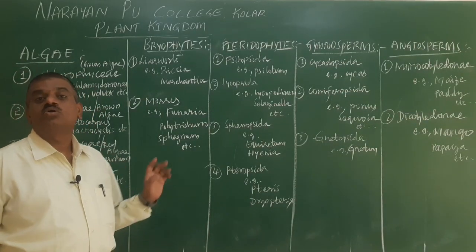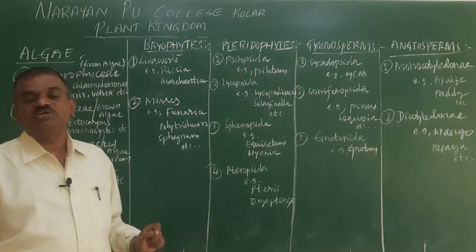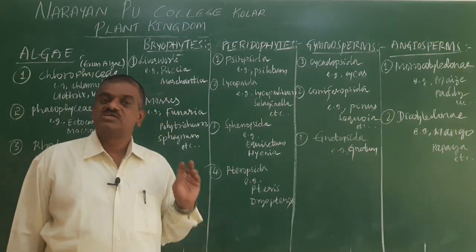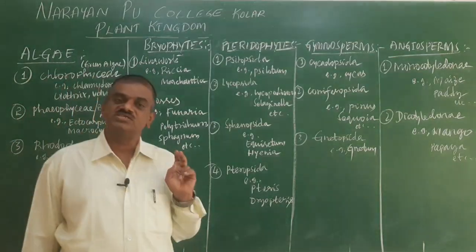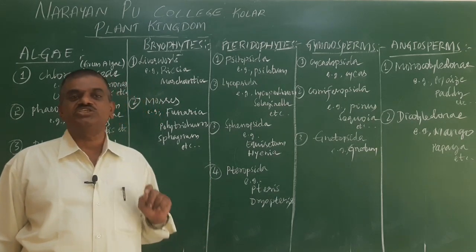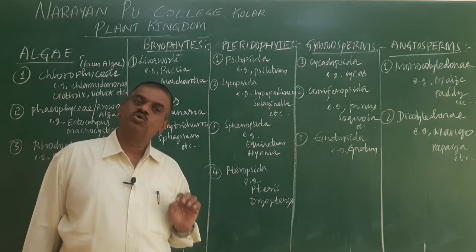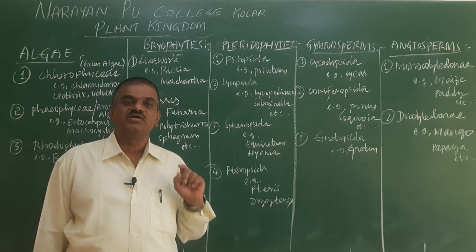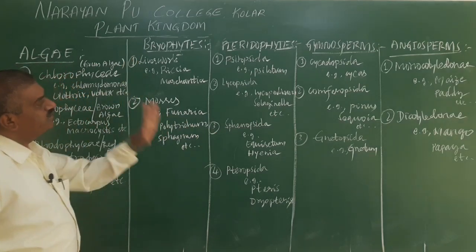Students, we are going for the overall synopsis. We know that in this chapter the first topic is system of classification. The first one is the artificial system of classification by Carolus Linnaeus, the second one is the natural system of classification by Bentham and Hooker, and the third one is the phylogenetic system of classification by Engler and Prantl.